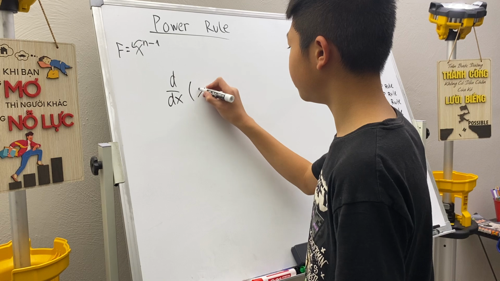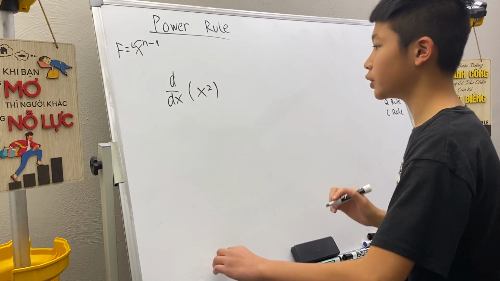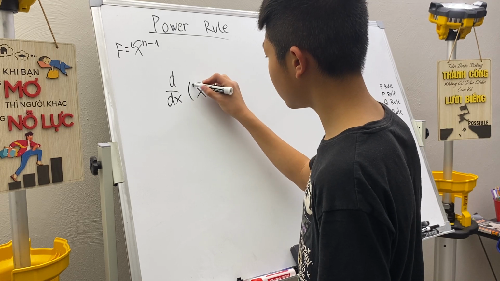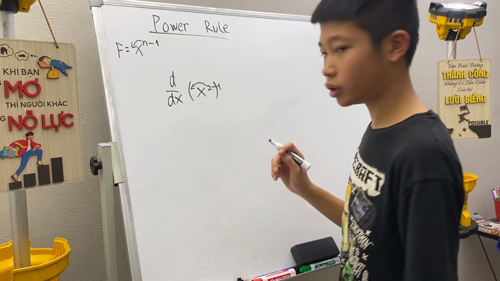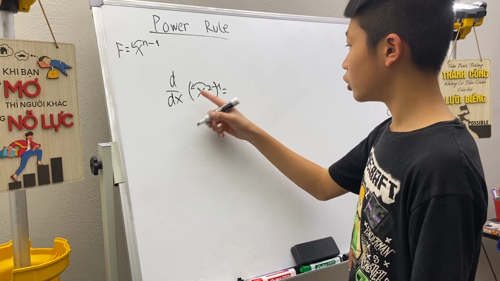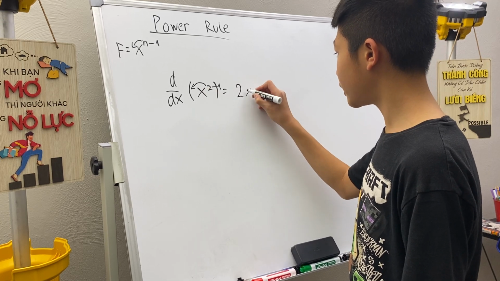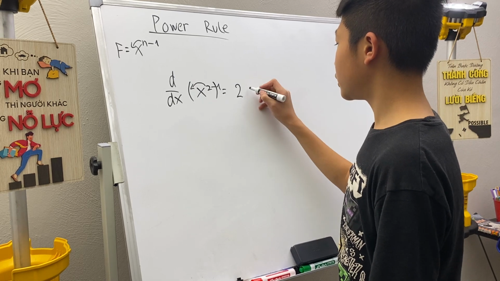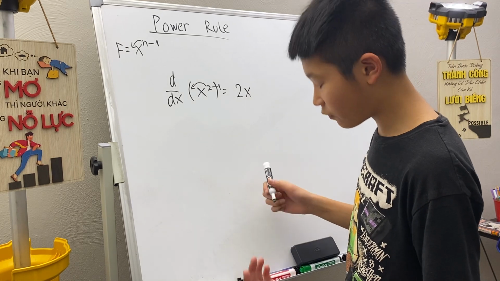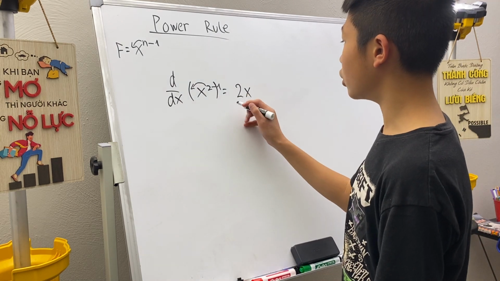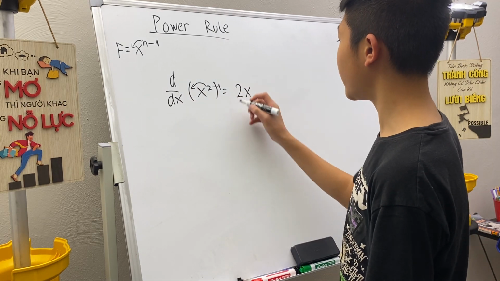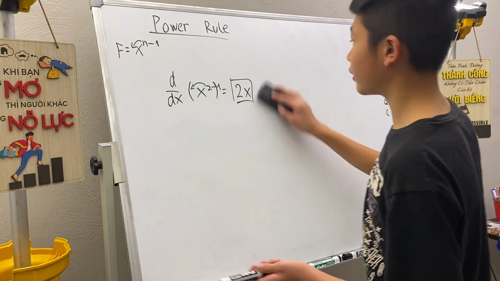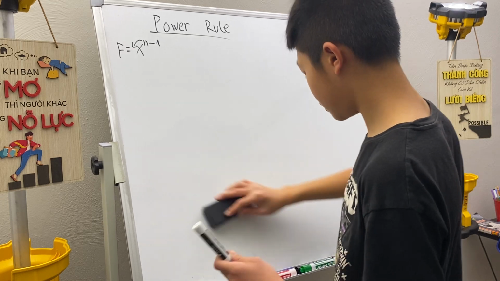So let's say the derivative of x squared. How would you do this? Well, use the power rule, bring the 2 to the front, minus 1, you get what? 2x to the 1 power. But just the 1st power is just x. So the derivative of x squared is 2x. Done. And we're going to go over two more of these.